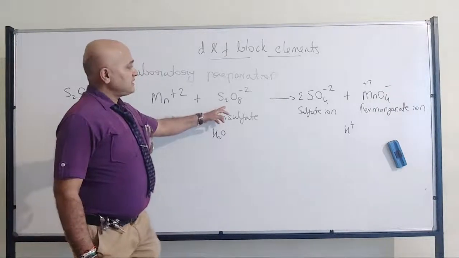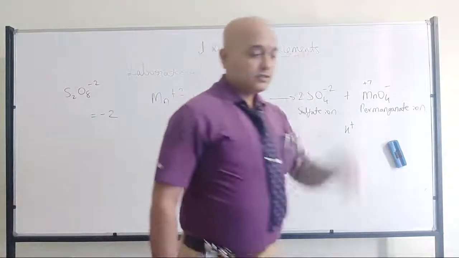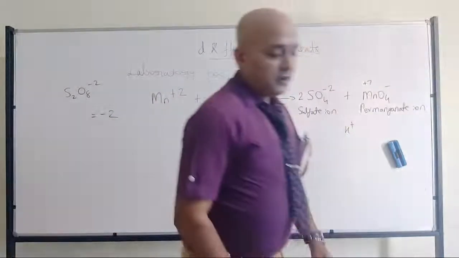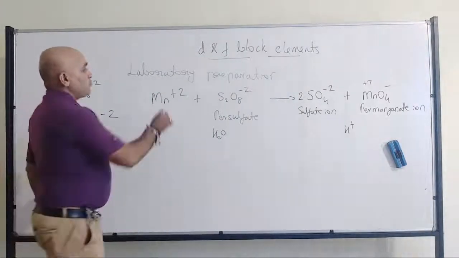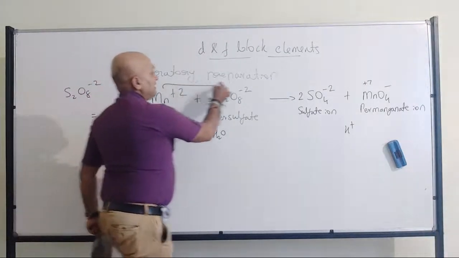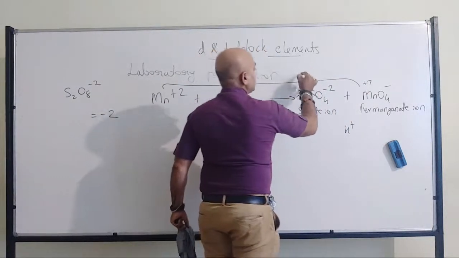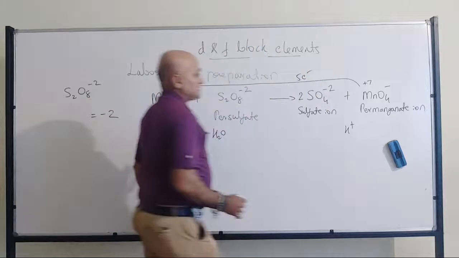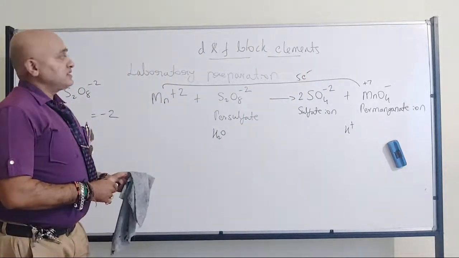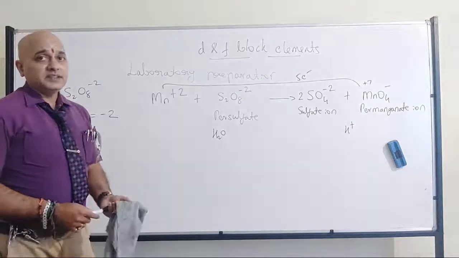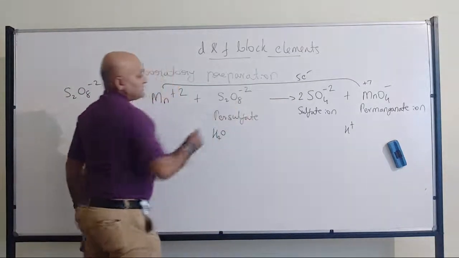So 1 persulfate is getting converted into 2 sulfate. Normally they require 2 electrons. So that means 1 manganese ion is donating or losing how many electrons? It is losing 5 electrons, right? So for 1 manganese ion, here already 2 sulfate is there.